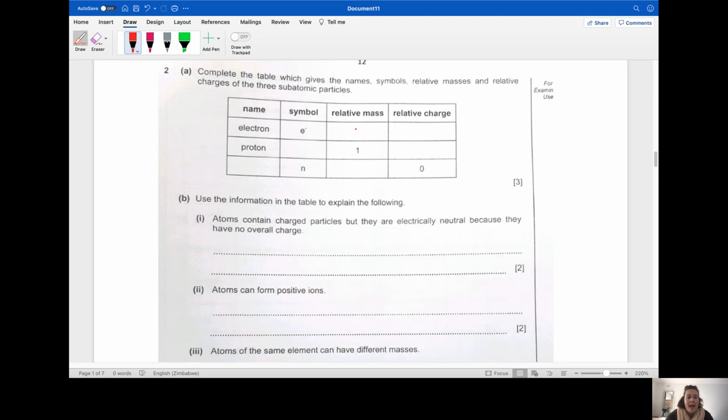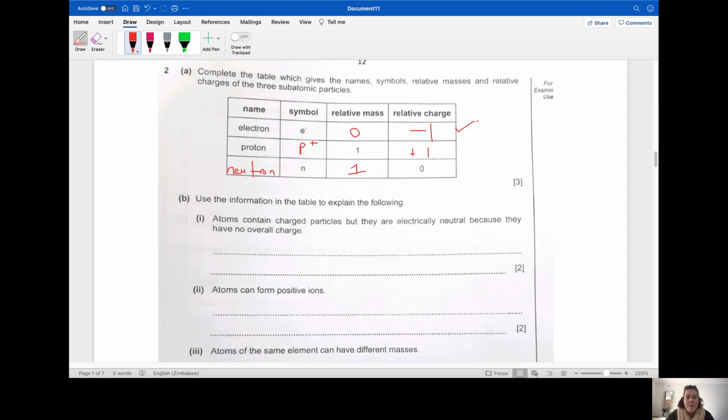Okay, an electron's mass is 0. Remember, it doesn't matter what an electron weighs because they are so tiny. Its charge is -1. The symbol for a proton is P, or you could have put P+. Its mass is 1. Its charge is +1. Okay, what does N stand for? Neutron. What is the mass of a neutron? It's 1. Remember, neutrons carry a mass. They're in the nucleus. They carry a mass.